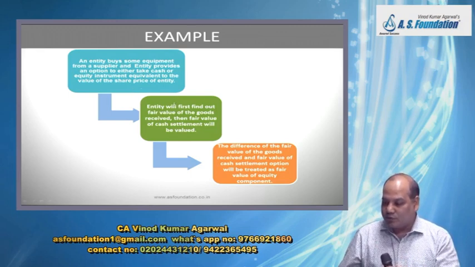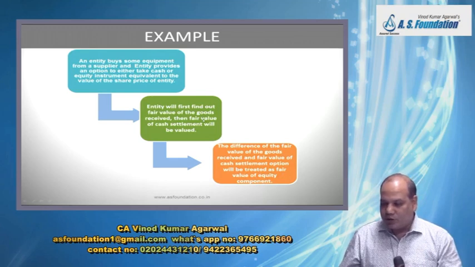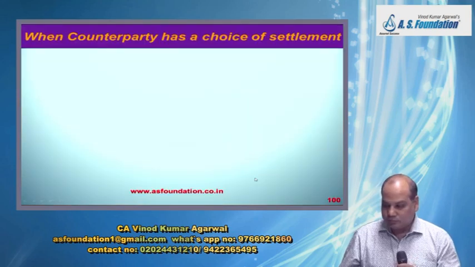So we will first find out the fair value of goods received. Let us say equipment, fair value. Then we'll find out the fair value of the cash settlement. How much cash we'll have to pay, fair value of that. And if there is a difference, then the difference between the fair value of the goods received and fair value of the cash settlement option will be treated as fair value of the equity component. This will be remeasured, cash settlement. Equity will not be remeasured.